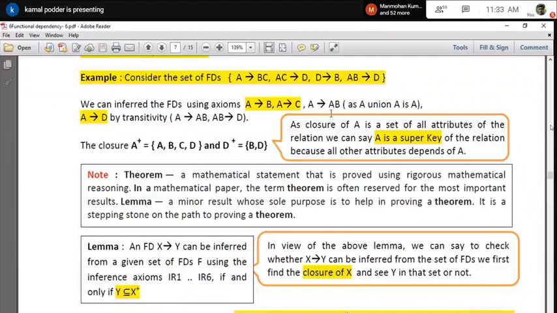In addition to that, see here, A depends on AB, and D depends on AB. If you take these two, by transitivity I can say that A depends on D. Actually AB and ABD, so I can say AD. So this particular FD exists.